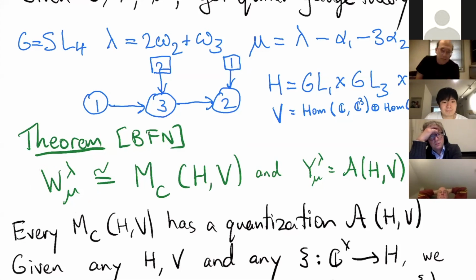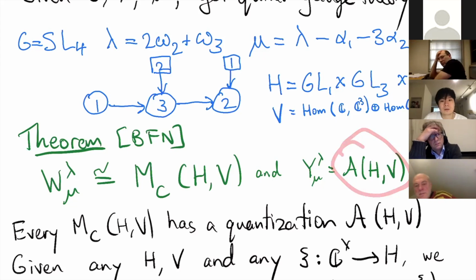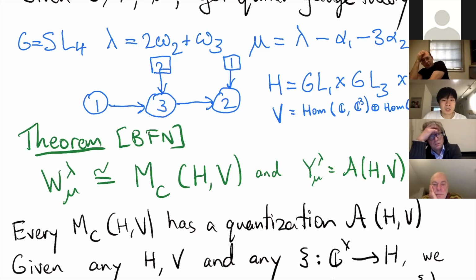And every one of these Coulomb branches comes with a canonical quantization, which I'll call maybe A_hbar. If you go back to the definition, you just take C star equivariant homology everywhere, and you get a non-commutative algebra. And in this quiver case, it produces the truncated shifted Yangian.